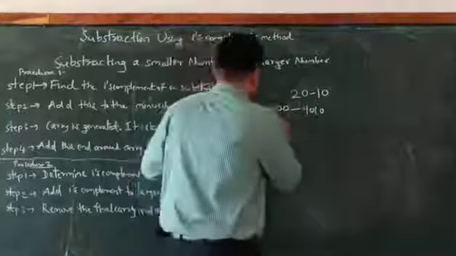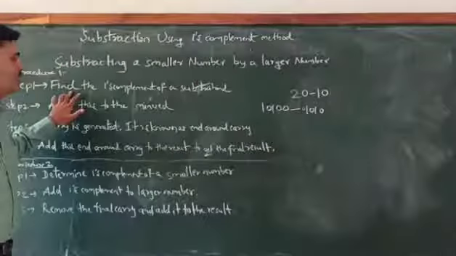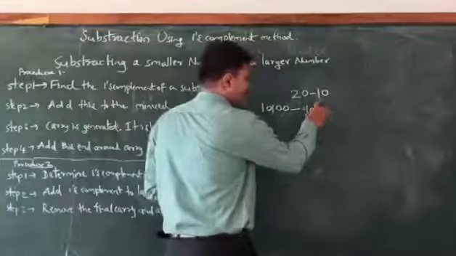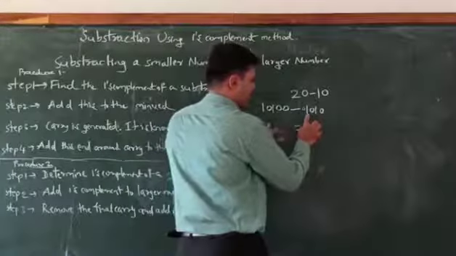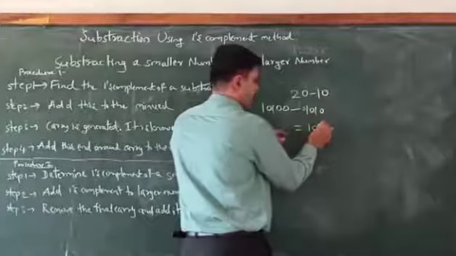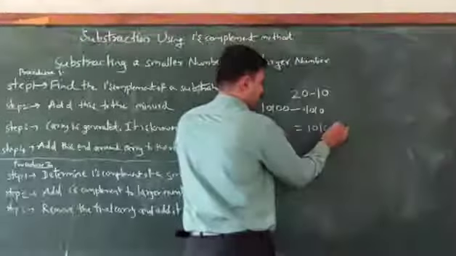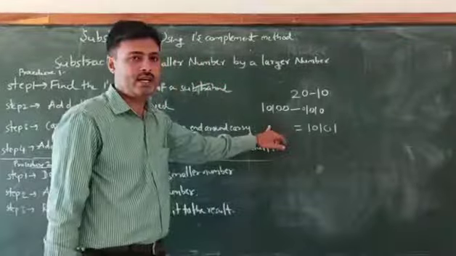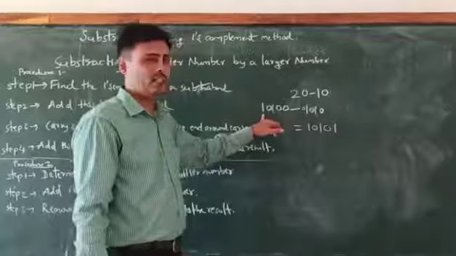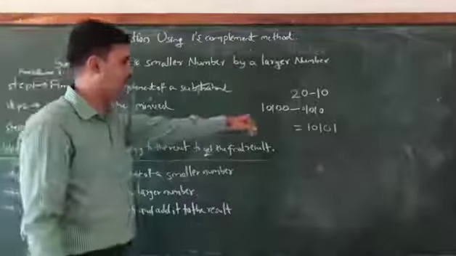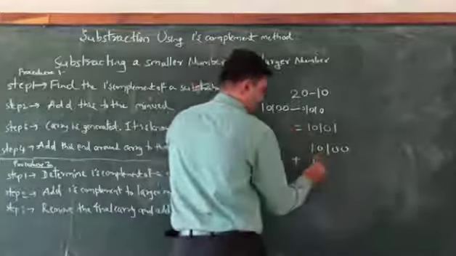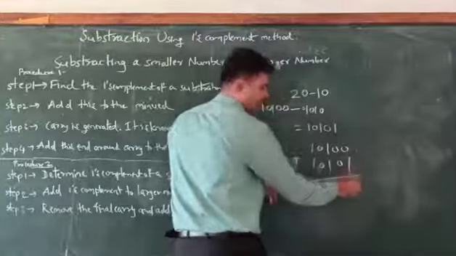Okay. First, find the ones complement of the subtrahend, or determine the ones complement of the smaller number. Smaller number is 10 here. The ones complement of the smaller number is 1 0 1 0 1. It is the ones complement of the smaller number. Add it to the larger number, or add this to the minuend. Minuend is here 1 0 1 0 0, plus 1 0 1 0 1.